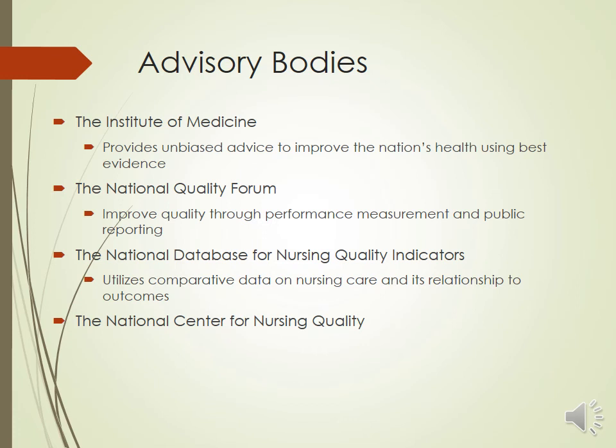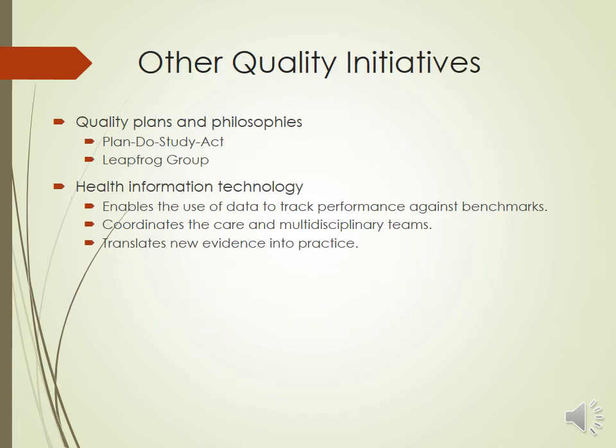And then we have the National Database for Nursing Quality Indicators, part of your WebQuest activity. This is basically looking at nursing care and its relationship to outcomes. And finally, there's the National Center for Nursing Quality, which also addresses patient safety and quality in nursing care and looks at nurses' work lives as well. Other quality initiatives identified in your textbook are the quality plans and philosophies. One is the Plan, Do, Study, Act model, and then there's the Leapfrog Group.